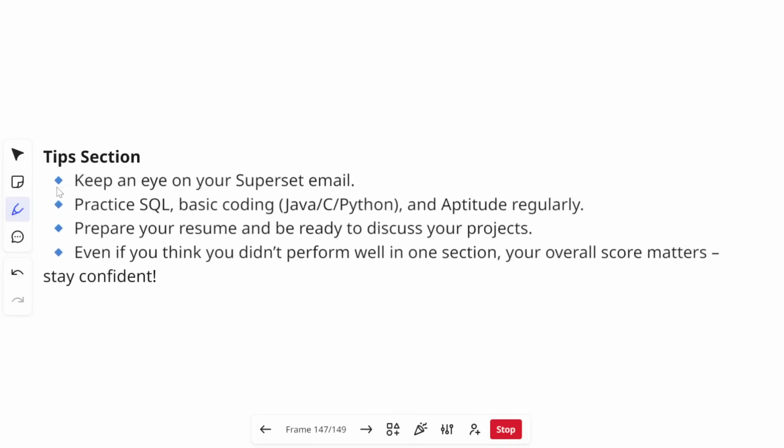Now some of the tips for all of you guys who are going to appear for your interviews and upcoming assessments: keep an eye on your Superset email. That is most important, because whatever you update you will get it on your email ID. Please keep check on your spam folder also. Sometimes the email goes to your spam folders. Practice SQL, basic coding questions on Java, C Sharp or Python, whatever was your cluster, and aptitude. Prepare your resume and be ready to discuss your projects.